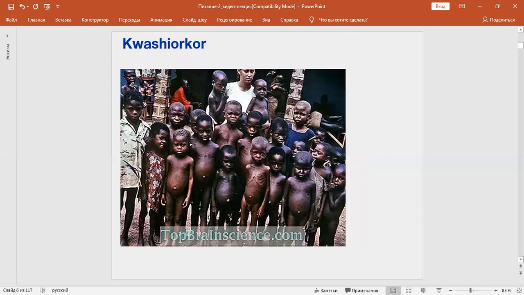Kwashiorkor, in the language of indigenous people of Ghana, means golden boy or red boy. This is a severe eating disorder in children between 6 months and 3 years of age due to significant protein deficiency. On this slide, you see the typical general appearance of children suffering with kwashiorkor.